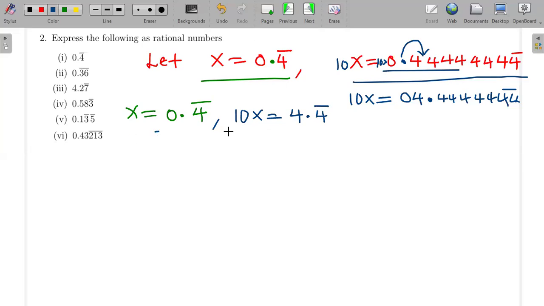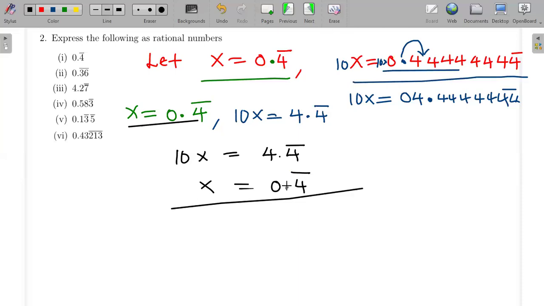So now we have two numbers such that immediately after the decimal point we have the repeating part. The next step is just to subtract these two numbers. You always subtract the smaller number from the larger number. The larger number here is 10x, which equals 4.4 bar. The other number is x, which equals 0.4 bar.